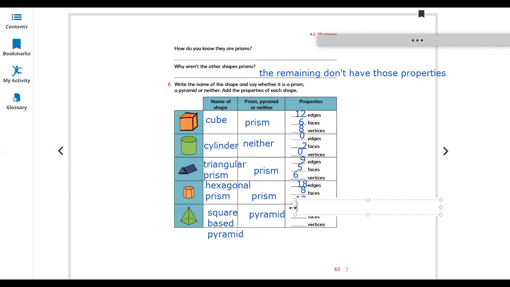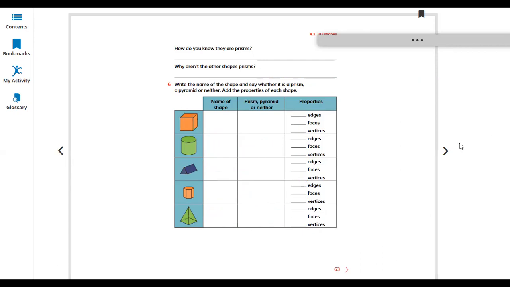So there are eight lines, eight edges, and after this faces, one down, and what about around? Four. So five in total. We have five faces in a square base pyramid. Vertices: four down and one up, five. Same as faces. So there are five faces and five vertices in a square base pyramid. Like this, we complete our table. Let's move to the next page.